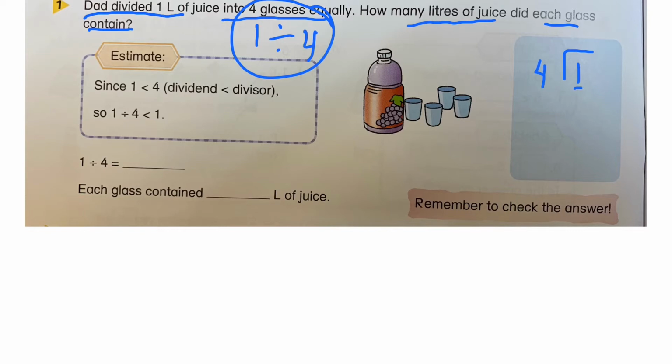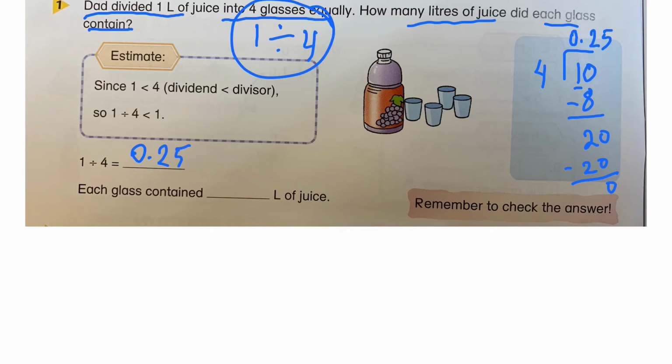Inside 1 there is no 4, we put 0 and a decimal point, and we have 0 here. So inside 10, how many 4 are there? Of course 2. We write 2. 2 times 4 makes 8. 10 minus 8 is 2. We add 0. Inside 20, how many 4 are there? Of course 5. And 5 times 4 is 20, and 0 remains. The answer is going to be 0.25.